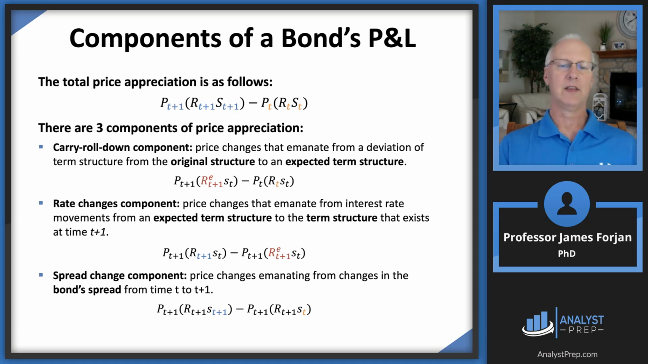And then finally, the spread change component is the difference between what we know that spread is today, let's go back to that formula, we're adding a spread to the forward rate, versus what it's actually going to be at time period t plus 1. So you have those three components: the carry roll down, the rate change, and the spread change. And that should make perfect sense based on that formula up at the top. And that's really not a formula, it's just kind of an establishment of a relationship.